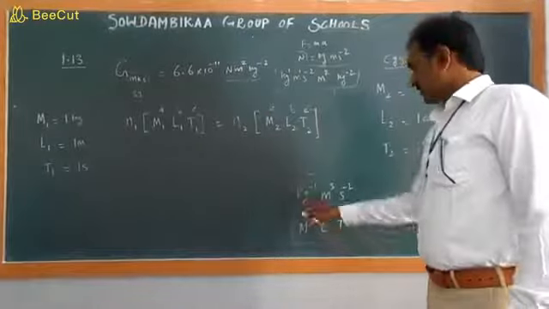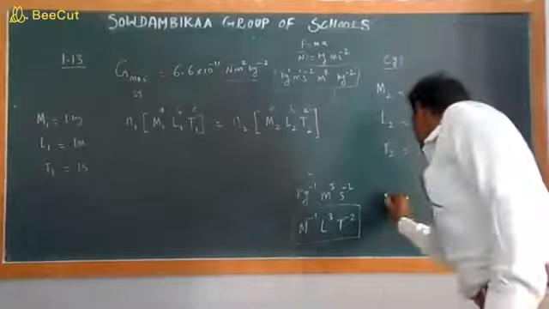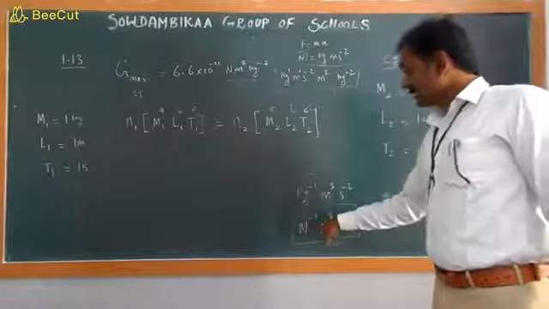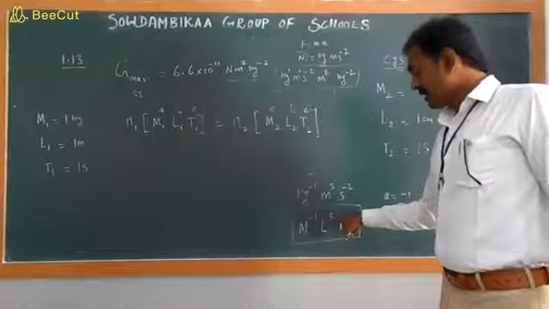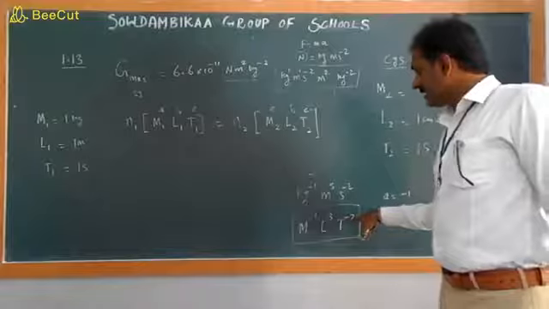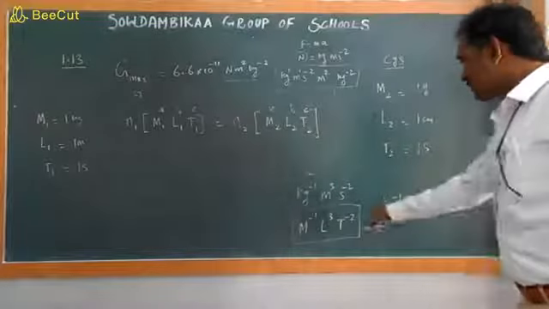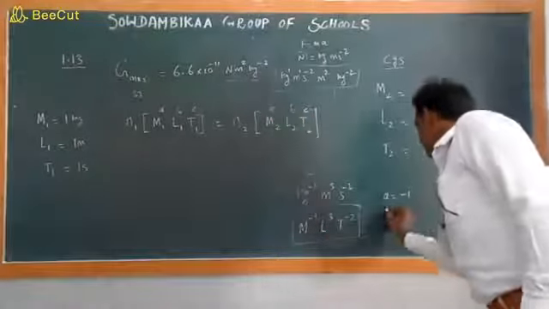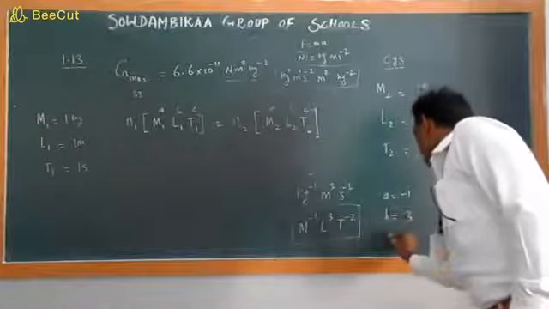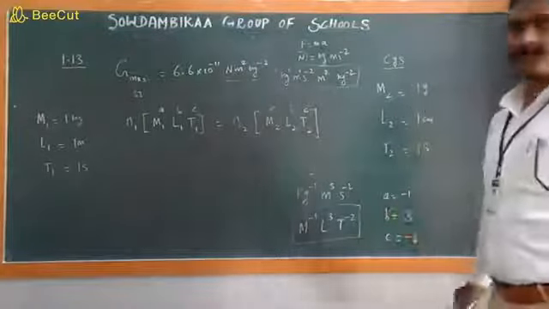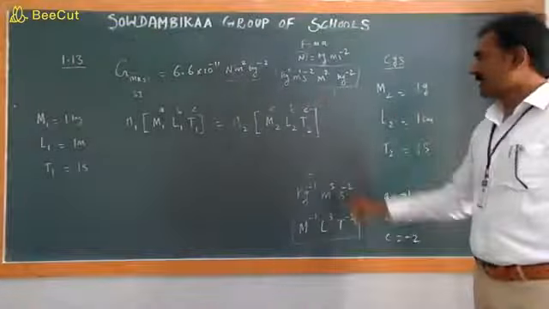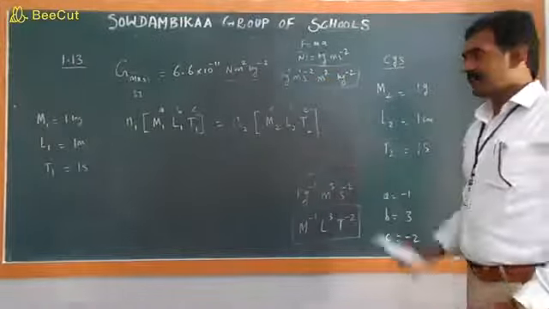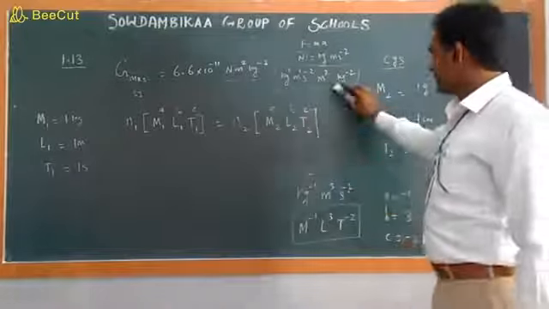So the dimension for mass is a, which is equal to minus 1. So a for mass, b for length, and c for time. From this we get the value for a is equal to minus 1, then b is equal to 3, and c is equal to minus 2. Now this is the dimension for the gravitational constant. Now we are going to substitute these values and convert from one system of unit to another system.